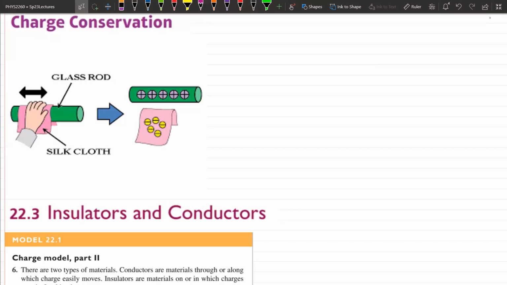So charges are conserved, meaning you can't just make a charge out of nowhere. Usually materials are neutral, and if you take away a negative charge, it becomes more positive. If you take away a positive charge, that material becomes more negative. And that charge is still around. It doesn't just disappear into the ether. That's the idea of charge conservation.